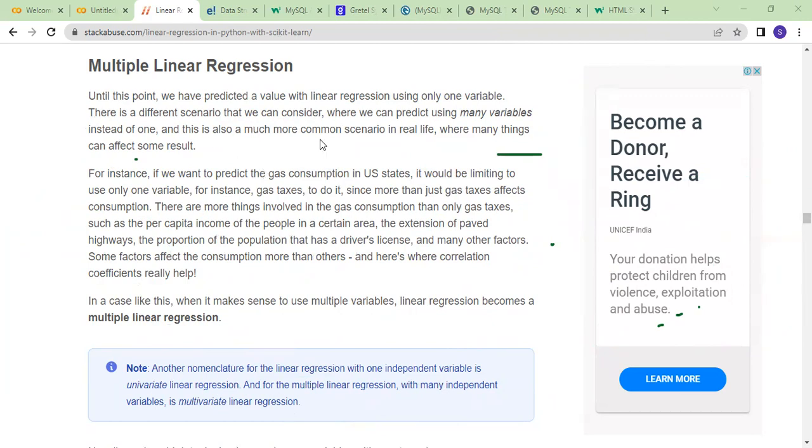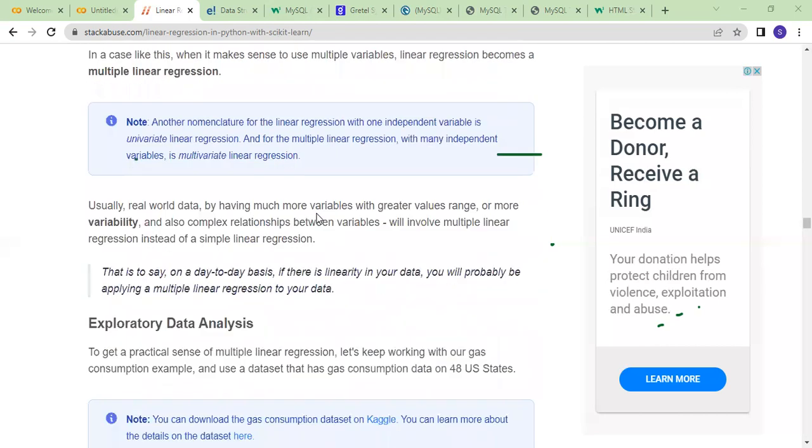Until this point, we have predicted a value with linear regression using one variable. There is a different scenario we can consider, when we predict using many variables instead of one. This is also a much more common scenario in real life, where many things can affect some result. Right, so they give an example over here.